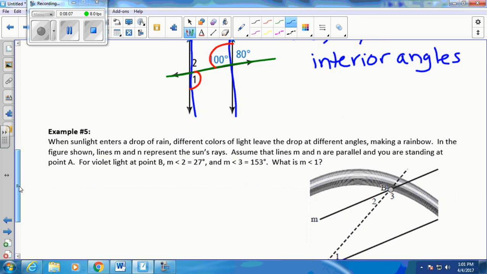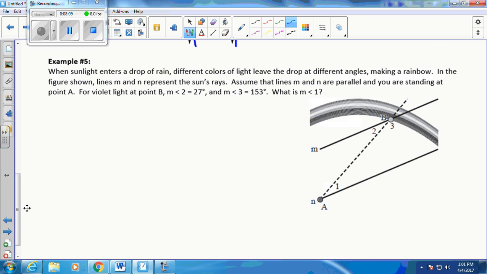Question number 5 says that when sunlight enters a drop of rain, different colors of light leave the drop at different angles, making a rainbow. In the figure shown, lines M and N represent the sun's rays. So assume that lines M and N are parallel. So I'm just going to highlight M and N so we can see them a little bit more. And you are standing at point A. So this is where they're saying we are, over here at point A.